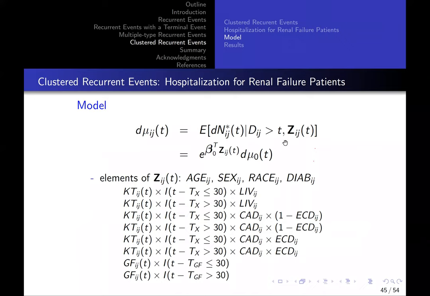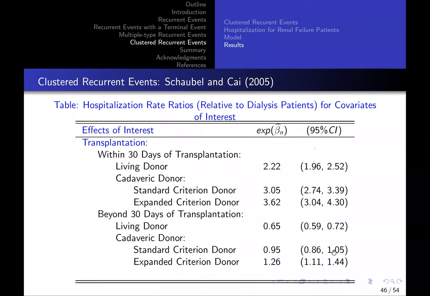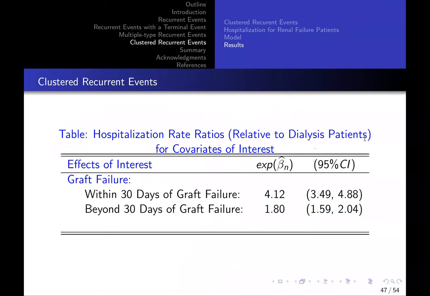So you can see the model involved. The assumption is that they assume death as non-informative censoring. And they threw in the variables. Basically KT stands for kidney transplant, and GF stands for graft failure. So basically they split it and you can see the hospitalization rate ratio. I'm just showing you in this talk that there are different rate function models allowed for different scenarios. It takes care of clustered recurrent events and you can use them.